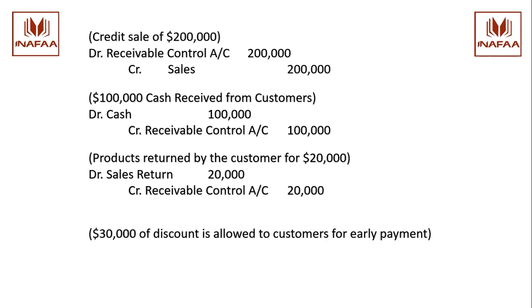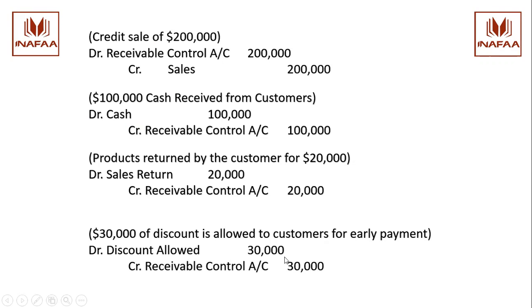As we already have studied the discount topic, discount allowed is an expense. So I will debit discount allowed 30,000 as an increase in expense, and I will credit receivable control account because my asset receivable has been decreased.